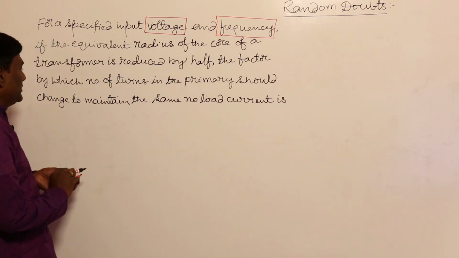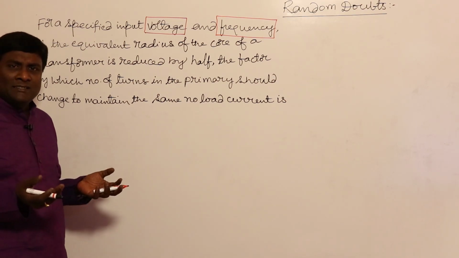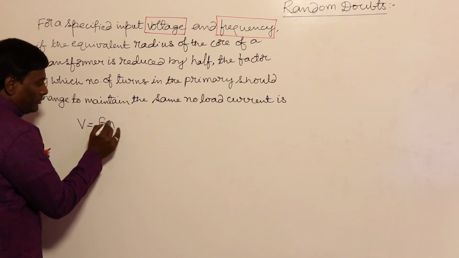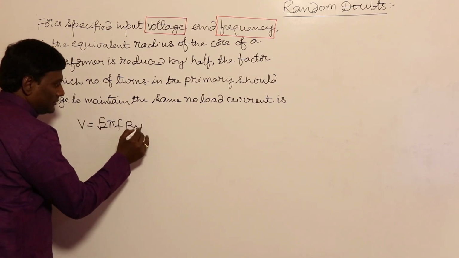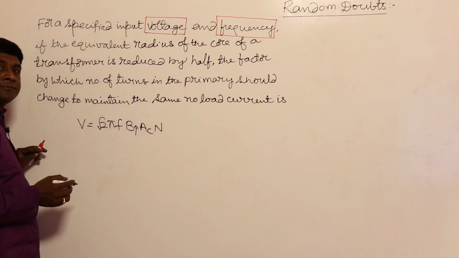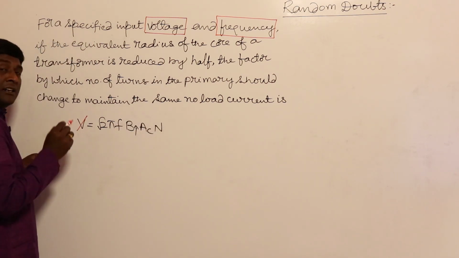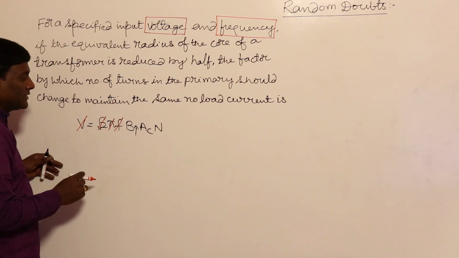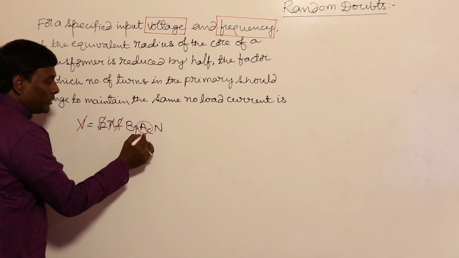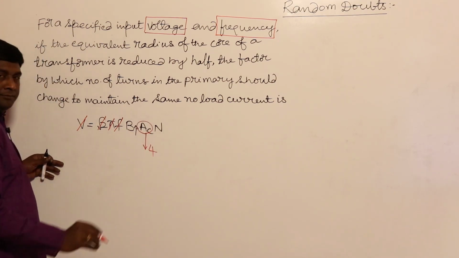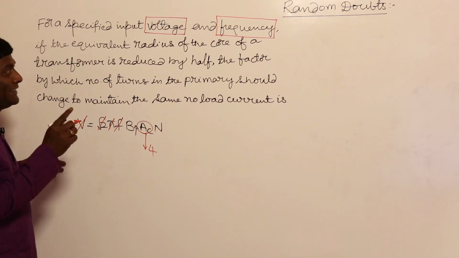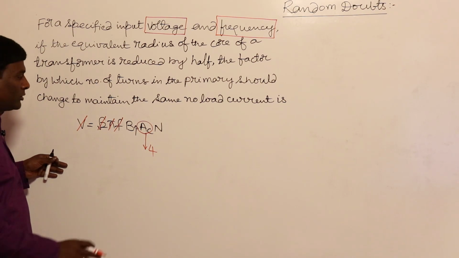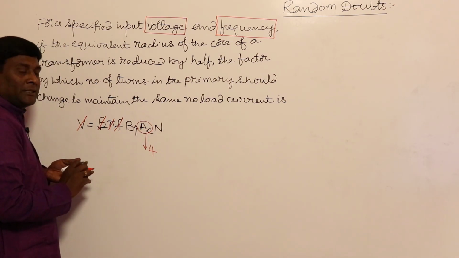So if we see our base equation for the no load transformer, V equal to root 2 pi f B max A_c N. Is V constant or not? Yes, for the same rated voltage and rated frequency, root 2 pi f is anyway constant, and the area of cross section of the core is reduced by 4 times. Because the radius of the core is reduced, so pi r squared, the area of cross section of the core is reduced by 4, which means that B max into N should be increased by 4 times.